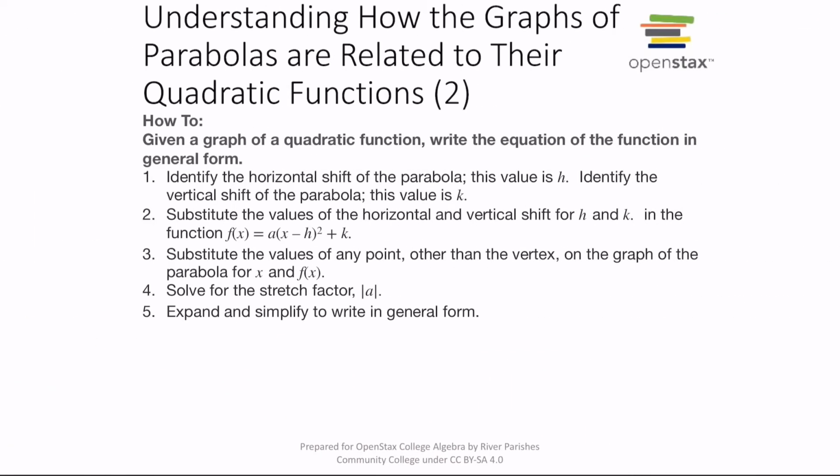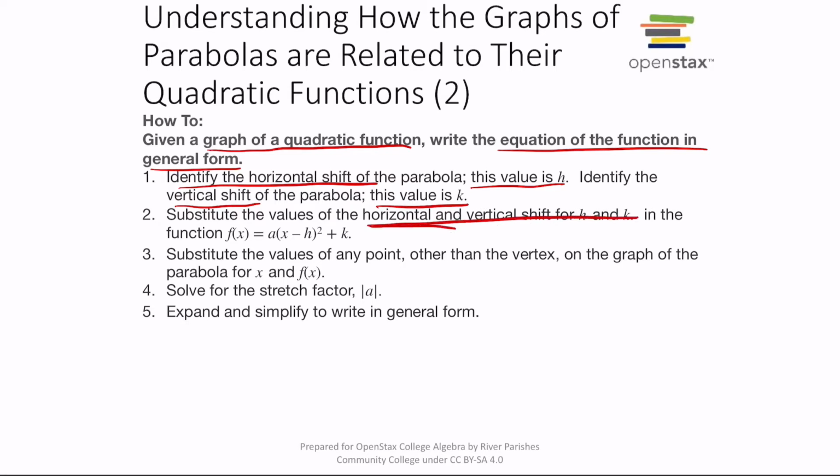So let's try and understand how the graphs of parabolas are related to quadratic functions. Once we have a parabola, we have to write the equation of the function. To write that, first we identify the horizontal shift of the parabola, which is the h value, and the vertical shift, which is the k value. Finally, we substitute the horizontal and vertical shift values for (h, k) in the function f of x equals a times (x minus h) squared plus k. Next, substitute the values of any point other than the vertex on the graph of the parabola, x and f of x, and you can solve for the stretch factor a.